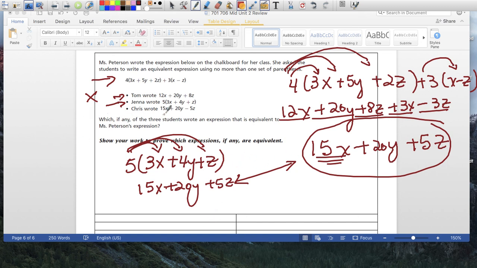And then Chris, let's see, Chris has 15x, check, 20y, check, and minus 5z. He would be incorrect because it should have been positive 5z. When you combine 8z minus 3z, he didn't do it correctly. So your explanation would be that Jenna is correct because her expression matches, and then you would have to show why her expression is the same as the teacher's expression.